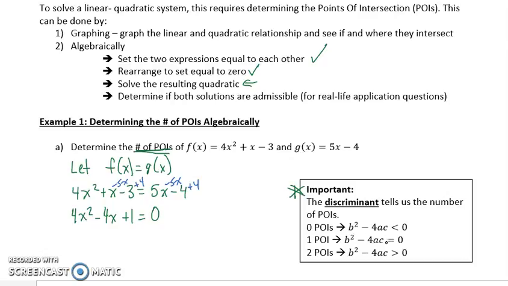One point of intersection is going to be equal to 0. And if there are 2 points of intersection, it's going to be greater than 0. Well, how many points of intersection does this have? Well, let's use the discriminant.